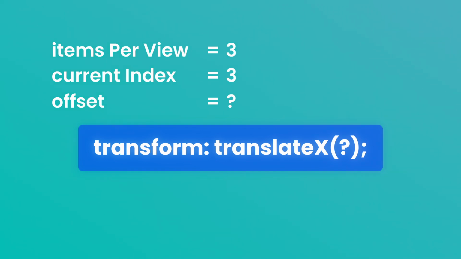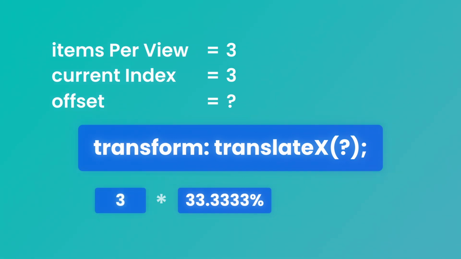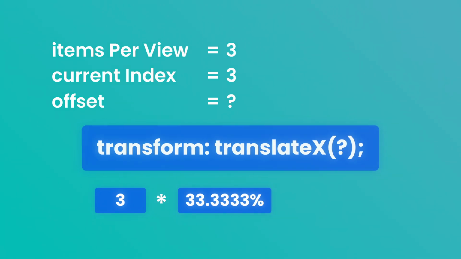And to do that, we can divide 100 by the number of items per view. For example, 100 divided by 3 equals 33.33, and we can set that as a percentage. So each item takes up 33.33% of the slider's width. Then determine the total offset for each current index. So multiply the index by the percentage per item. So for an index of 3, it would be 3 times 33.33, which equals 100.